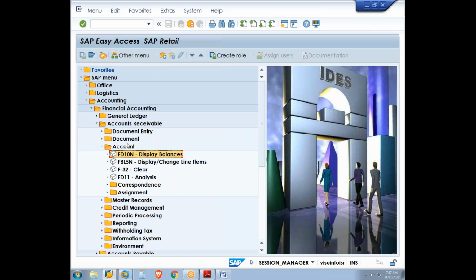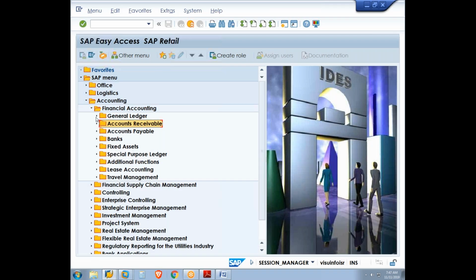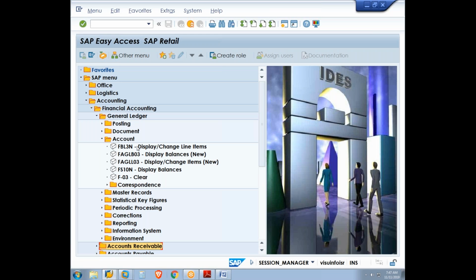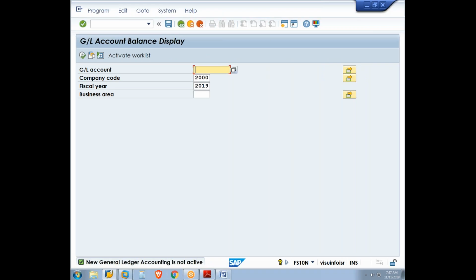So if you go to the account balance for the particular GL account, display the account balance, that is the line items, display balances. I want to see what is the receivable totally in my company. For the GL account, 2,40,000. My GL account is 2,40,000, and the year is this, and then run the program.